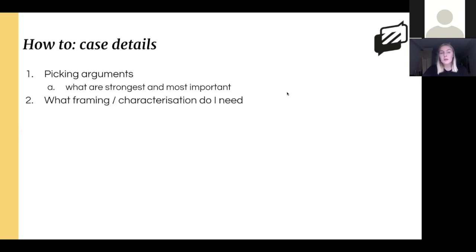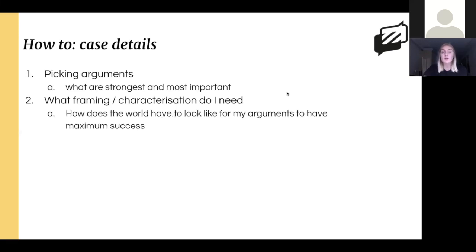The next thing you probably do is think about what framing or characterization you need. So how does the world have to look for my arguments to have maximum success? For example, especially in social movement debates, this is very common, where in order to make your point, you either have to characterize the world we're living in as very, very open to social movements, quite an open world.